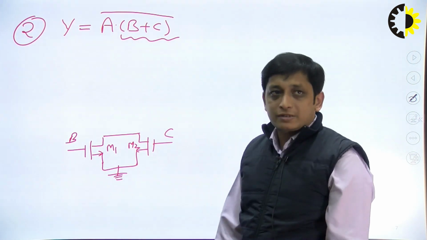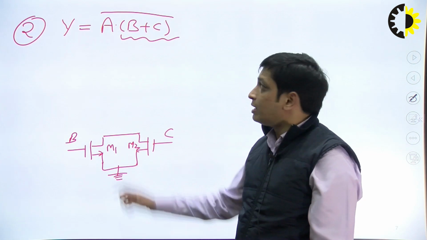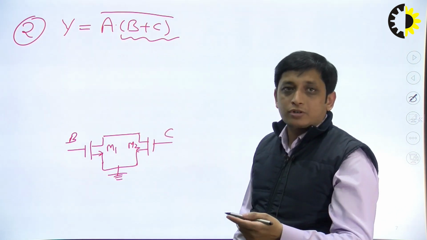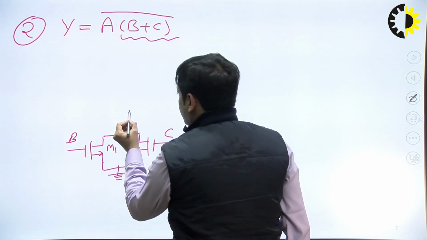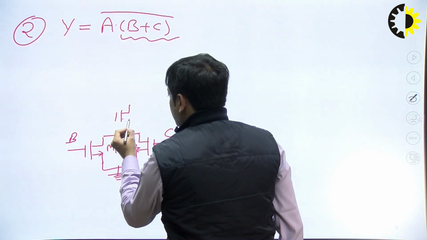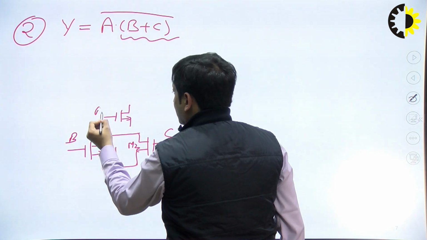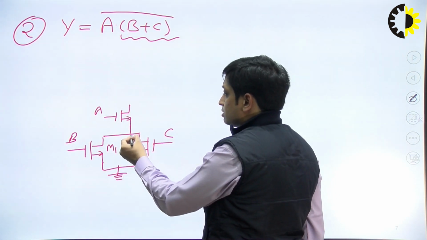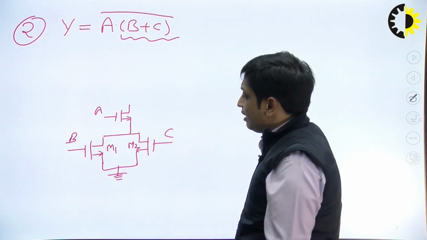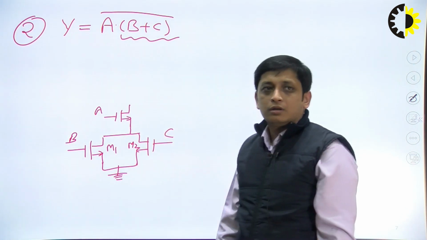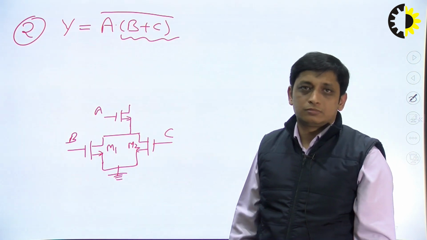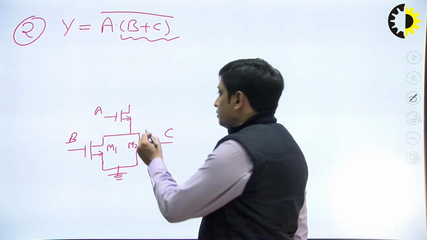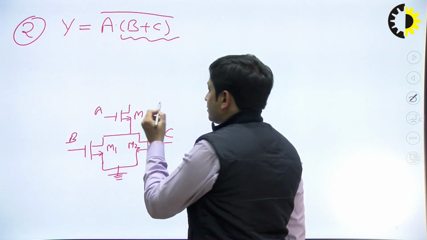Now this B plus C is multiplied with A, so there is a dot operation. So another NMOS transistor will be required whose input will be A, and both these two sections will be in series because there is a dot operation. So we have drawn the pull down network here that consists of 3 NMOS transistors, M1, M2, and let's say this is M3.